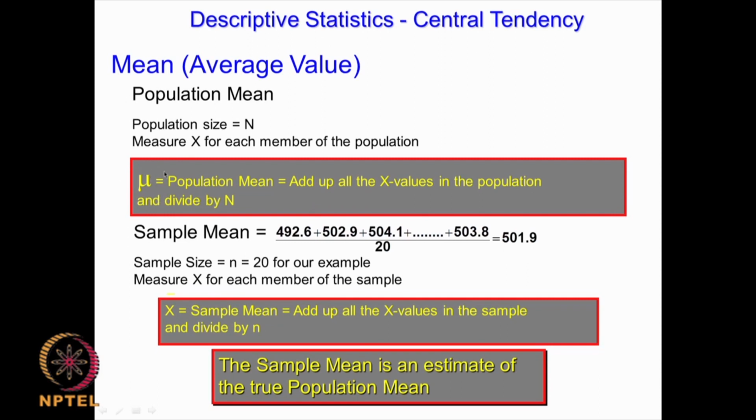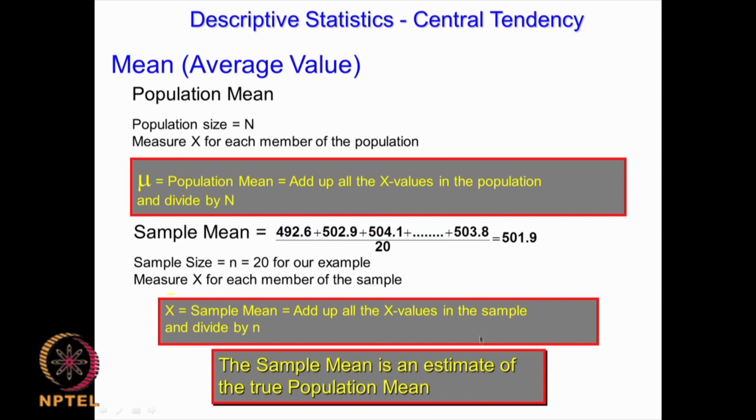The population mean we always represent as mu, whereas the sample mean we generally represent as x bar. Like capital N is the population size, whereas small n is the sample size. So, sample means are always represented by x bar, whereas the population mean is represented by mu.